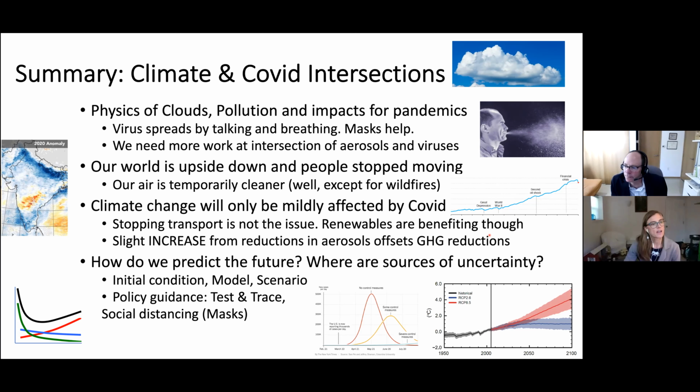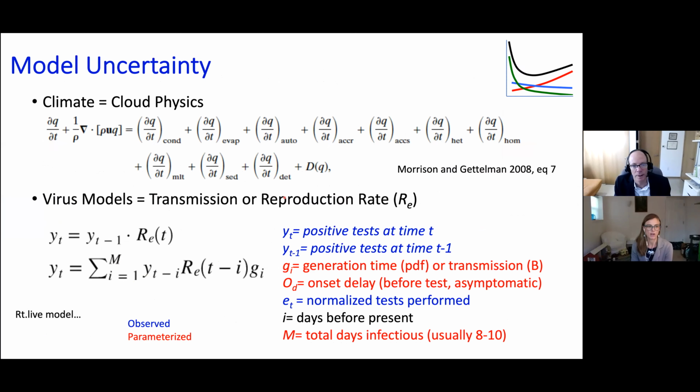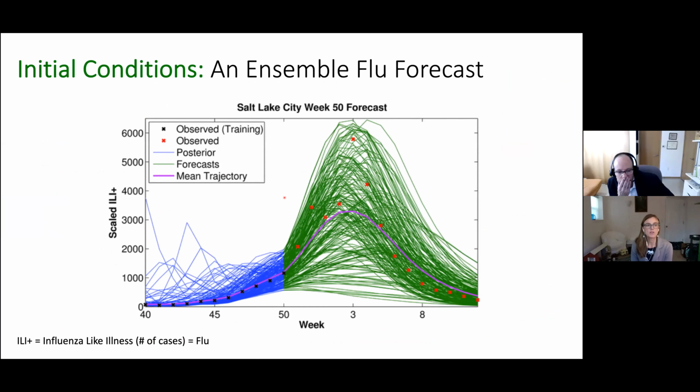Thanks, Andrew. Here's a question, not sure if you'll be able to answer this or not, but it's about flu forecasts. The question is, can you talk about the uncertainty included in the posterior part of that flu forecast? So the posterior, and what does that indicate?